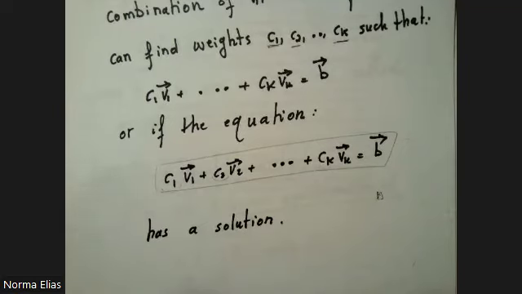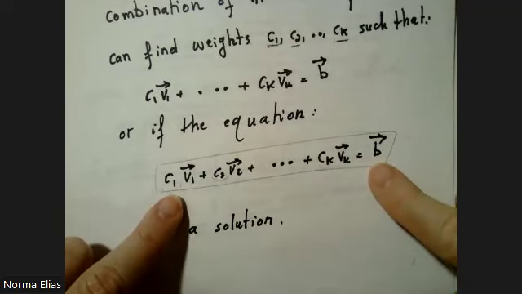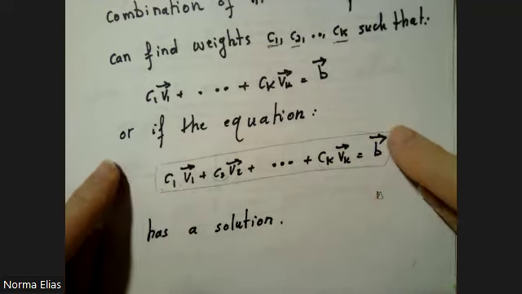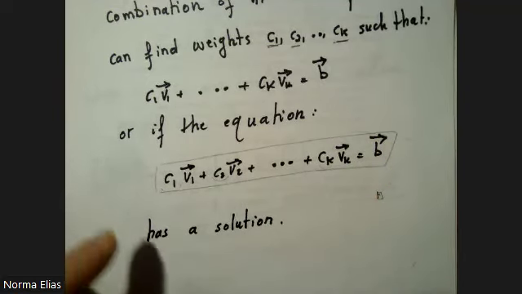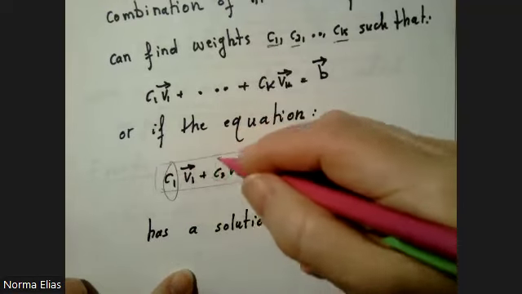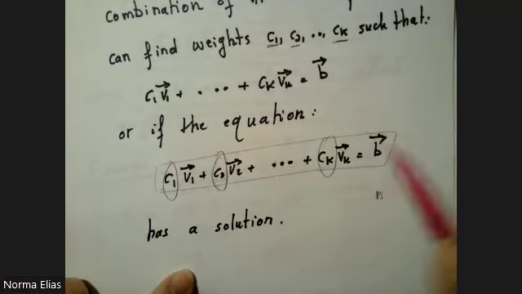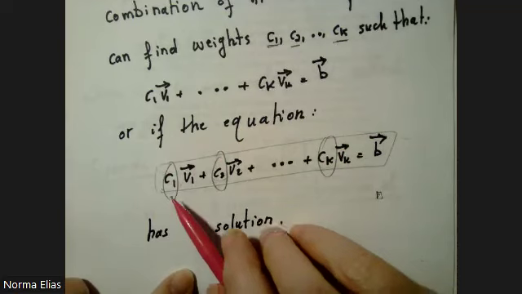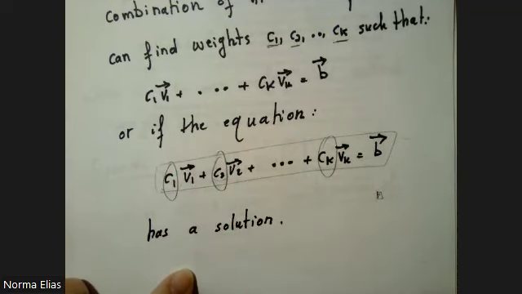Now, when I see an equation, it means I'm talking about equality between two quantities. And if the equation has a solution, it means we should have unknowns. The unknowns here are going to be the weights. So if this equation has a solution, it means I can find those unknowns. All right, so let us see immediately an example of that.